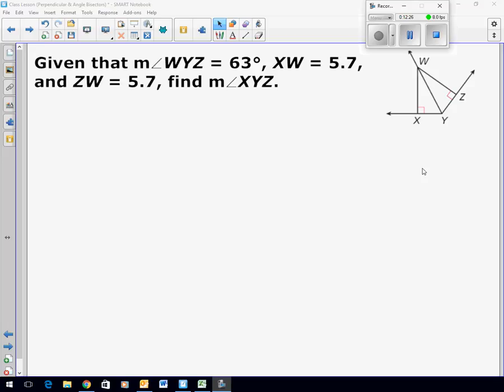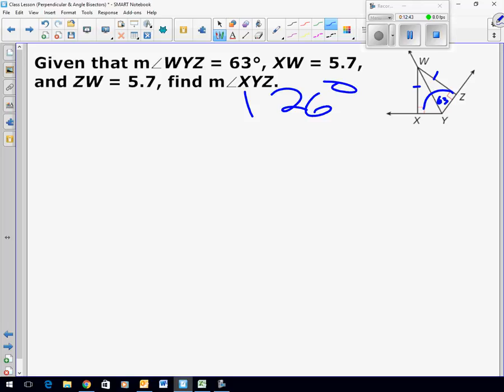WYZ is 63. XW is 5.7. Do you add them? ZW is 5.7. What is the measure of the big angle here? 126. Oh, yes. I thought we were 63 would be congruent to 63 over here. You add them. 63 plus 63 would be 126.